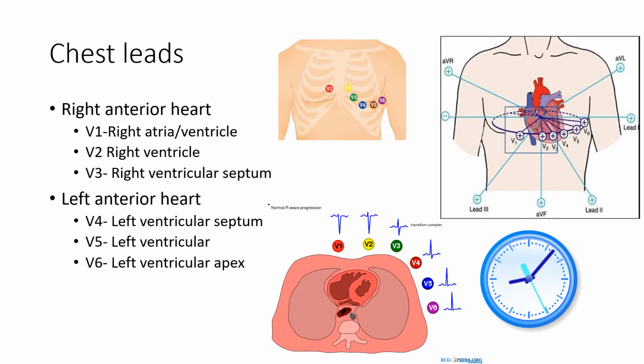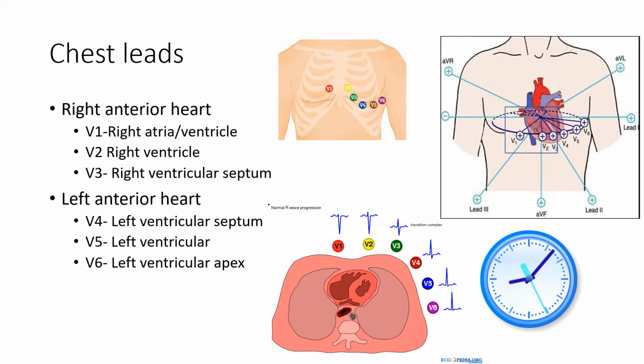Now we're going to talk about chest lead placement. These are unipolar leads, meaning they detect only from one angle, so we don't have to worry about force vectors anymore, and they're much easier to understand. Here's the placement: V1, V2, V3, V4, V5, and V6.